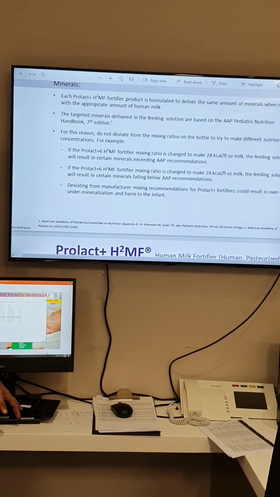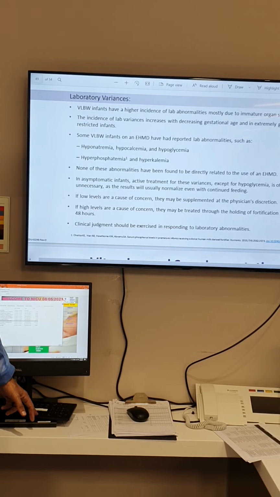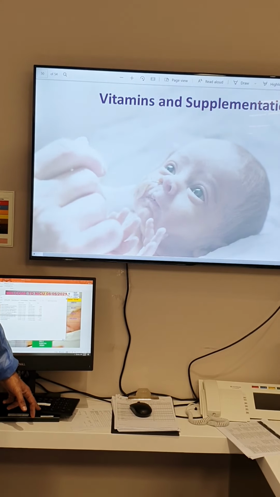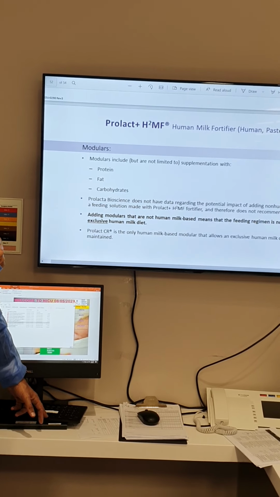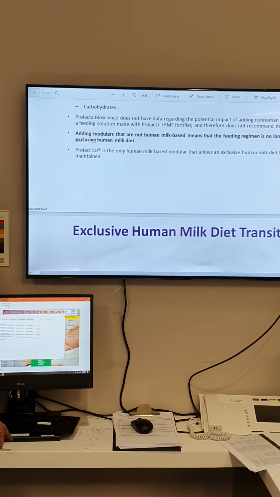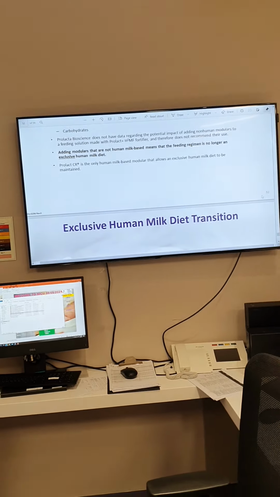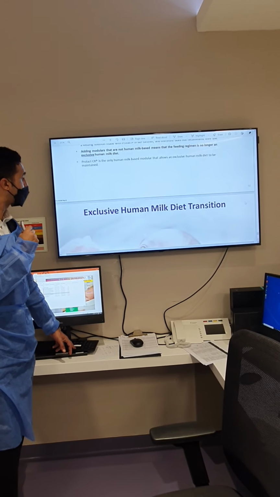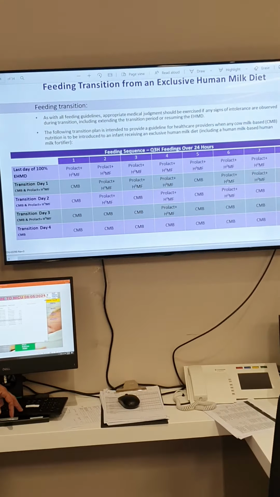As we said, minerals and vitamins are added according to the guideline. Vitamins and iron, so vitamins and minerals exactly like human milk. According to the guidelines of the NICU, we added some considered ferrous iron. And finally, this is a transition slide.